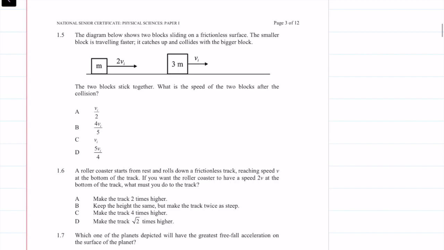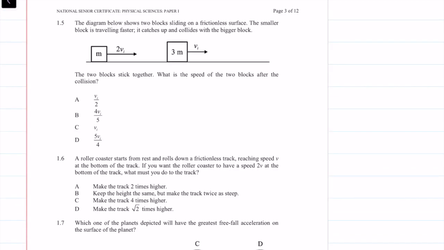Question 1.5 says the diagram below shows two blocks sliding on a frictionless surface. The smaller block is traveling faster. It catches up and collides with the bigger block. The two blocks stick together. What is the speed of the two blocks after the collision? This is a conservation of momentum question.